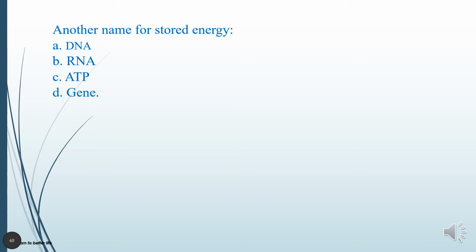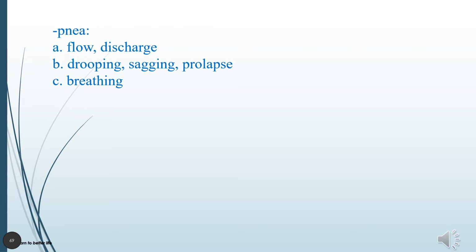Another name for stored energy. A. DNA. B. RNA. C. ATP. D. Gene. The answer is C. ATP. Pnea. A. Flow, discharge. B. Drooping, sagging, prolapse. C. Breathing. The answer is C. Breathing.